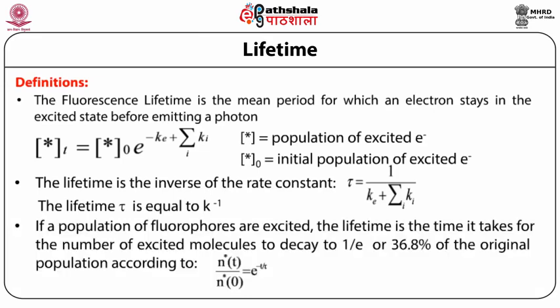If a population of fluorophores is excited, the lifetime is the time it takes for the number of excited molecules to decay to 1 divided by e, or 36.8% of the original population. According to this, N star at time t divided by N star at time t equals 0 is equal to e to the power minus t by tau.